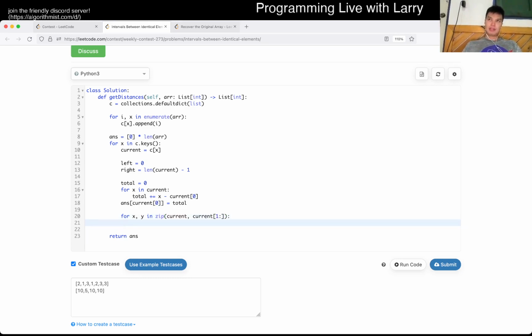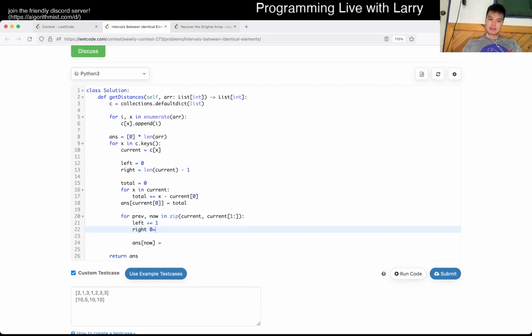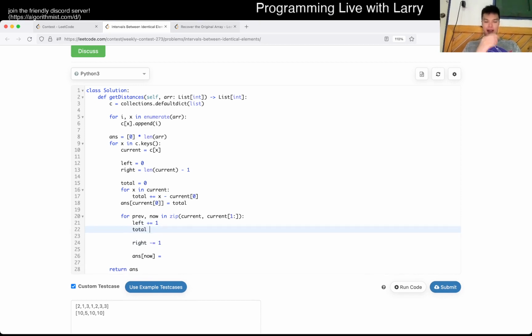So then now, x is already done, the first x, so now we just want to do y. So answer sub y is equal to, and then x is the previous, equals some number. But basically left we increment by 1. Okay, I mean, it's just math. I just have to think about it, which is a little bit hard.